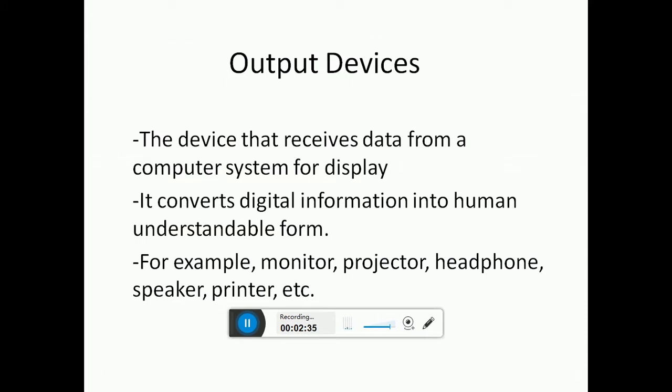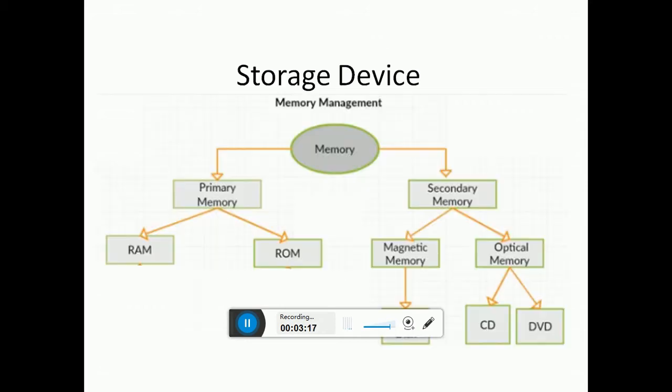Next we have the output device. This type of device is used to display the output given by the computer to the user. The computer gives the result in digital or binary form, so we need to convert that digital information into human understandable form. Output devices include monitor, projector, headphone, speaker, printers, etc.